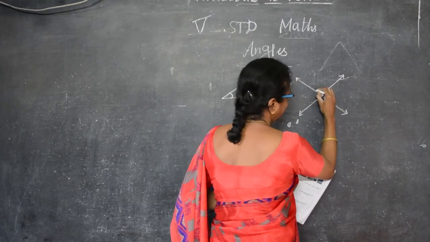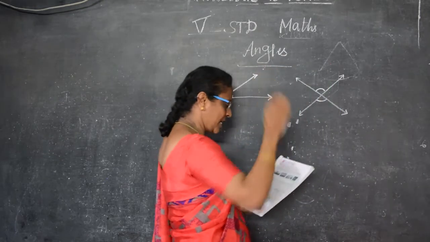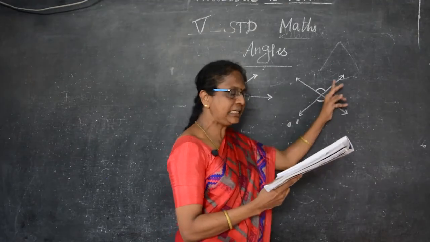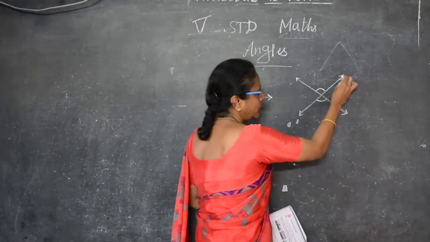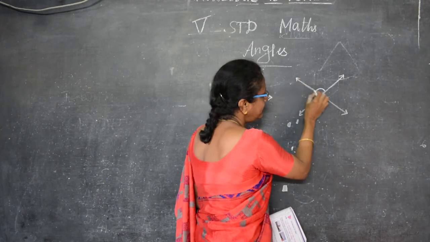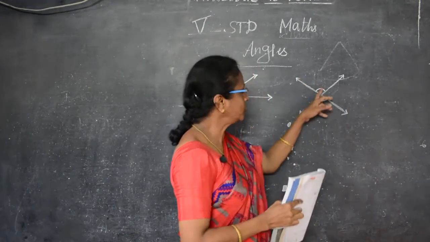So in this one angle, here one angle. Intersection of the angles. Angles formed by intersection of two rays. This one is a ray and this is another ray. So two angles are formed.